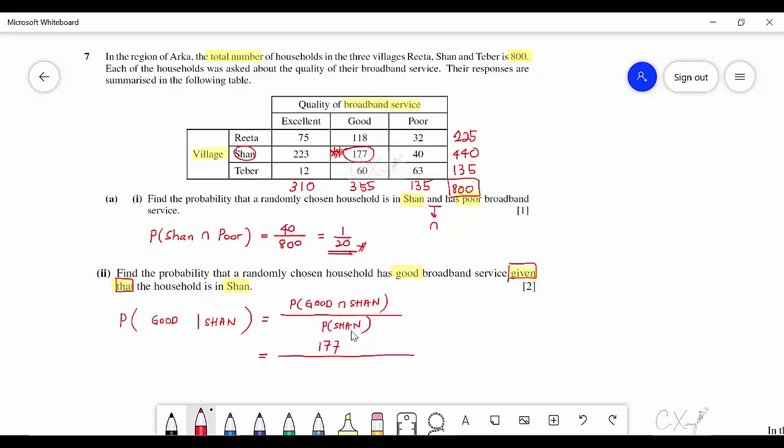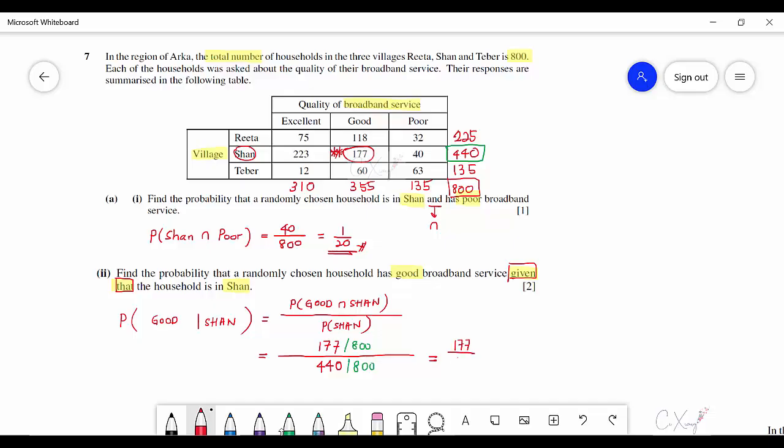And then the probability of Shan. So what is the total for the Shan village? So it will be 440. So instead of dividing by 800, I will divide this by 440 for the conditional probability. Or maybe some of you might want to write out 177 divided by 800, then over 440 divided by 800. So you can see that the 800 will be cancelled off. All right, so usually I didn't write it out. Okay, so it is not wrong if you want to write out, because no matter how, eventually the 800 will be simplified. Okay, so the final answer will be 177 divided by 440.